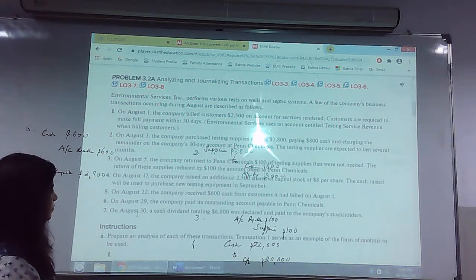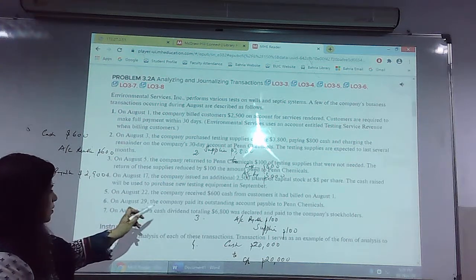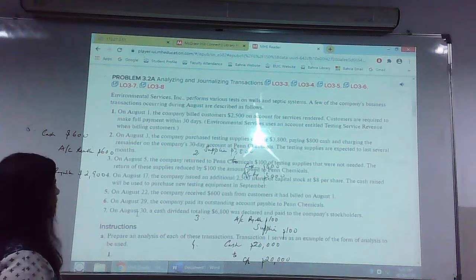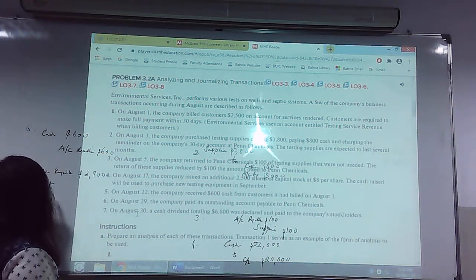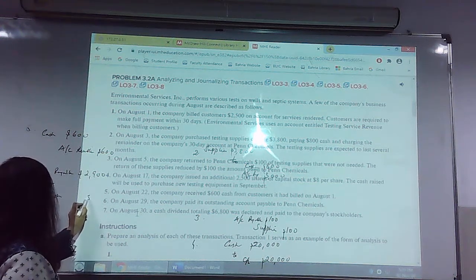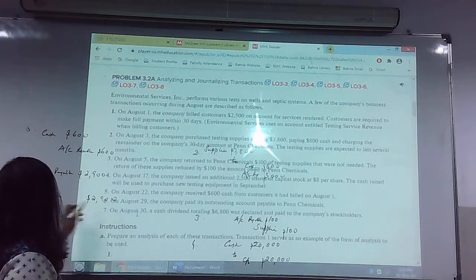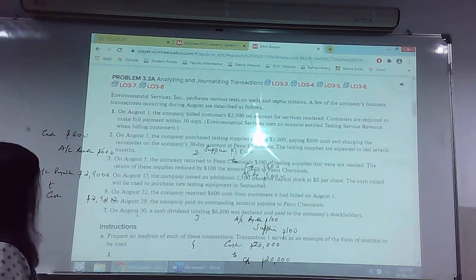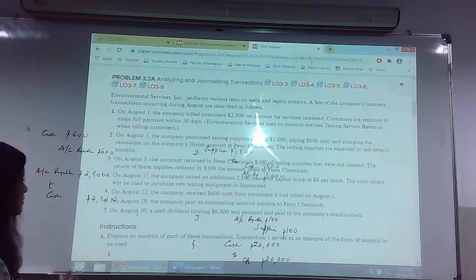Then you have cash, I guess this is, where is this? To Penn Chemicals, and all the cash was 2,900, so this is credited, okay? And 7 is that on August 30, the cash dividend totaling 6,800.